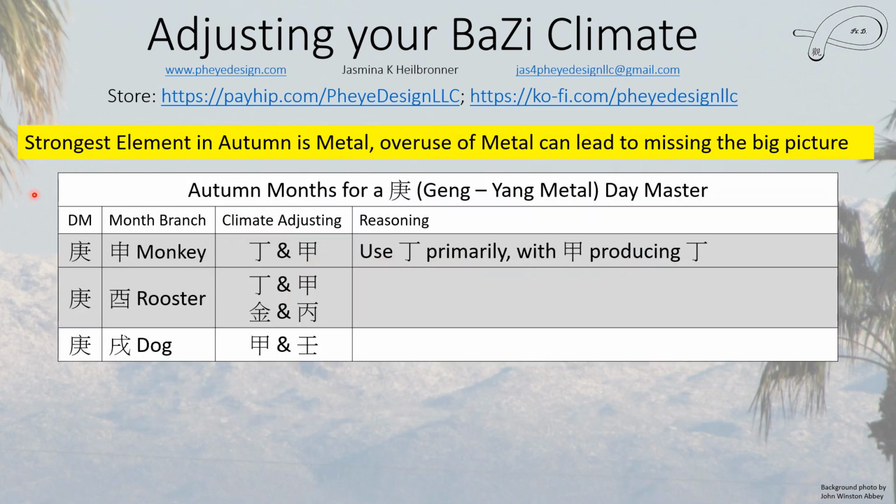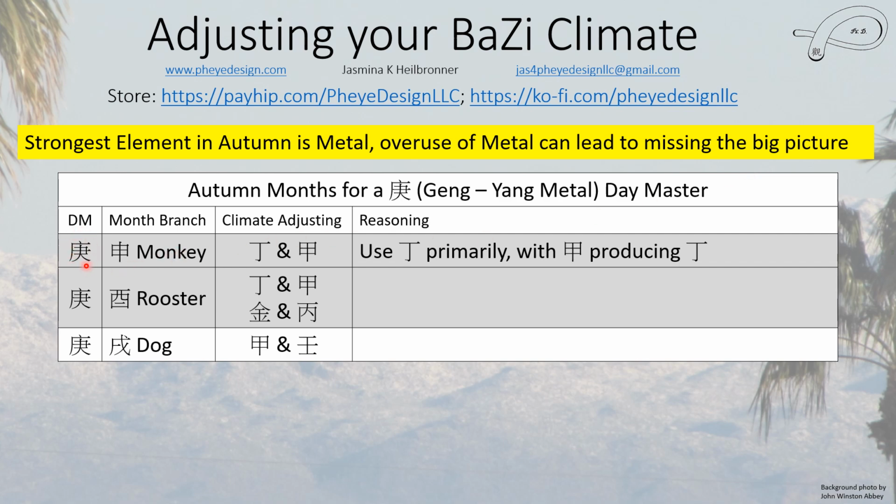So this is for the Gung Metal Day Masters during the autumn when metal is already strong. So focus is not an issue for these people, but if they focus too hard, they miss the big picture and they can concentrate on the wrong thing and go down the wrong path to try to solve a problem. So they really have to worry about the big picture here. And that's primarily what using these elements will do.